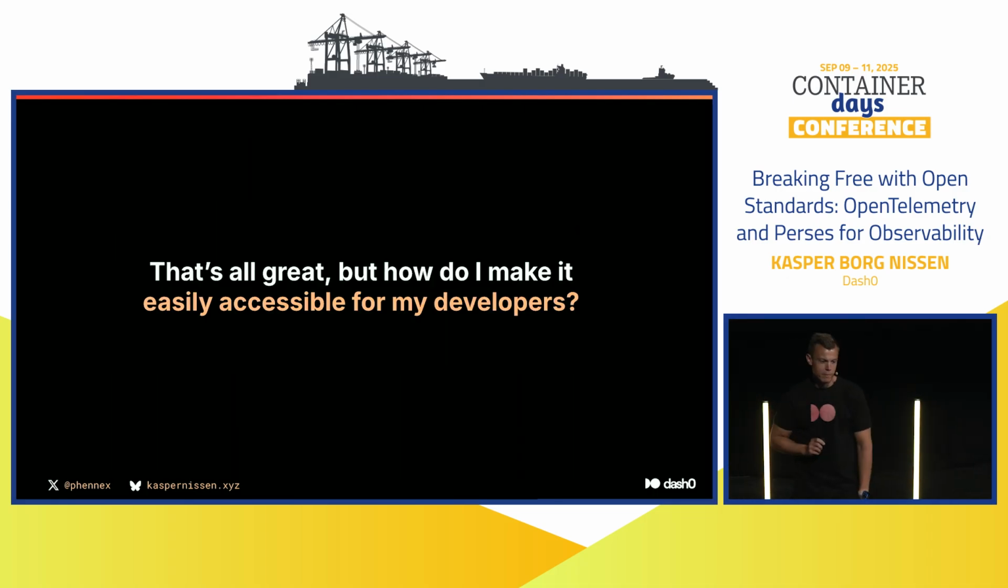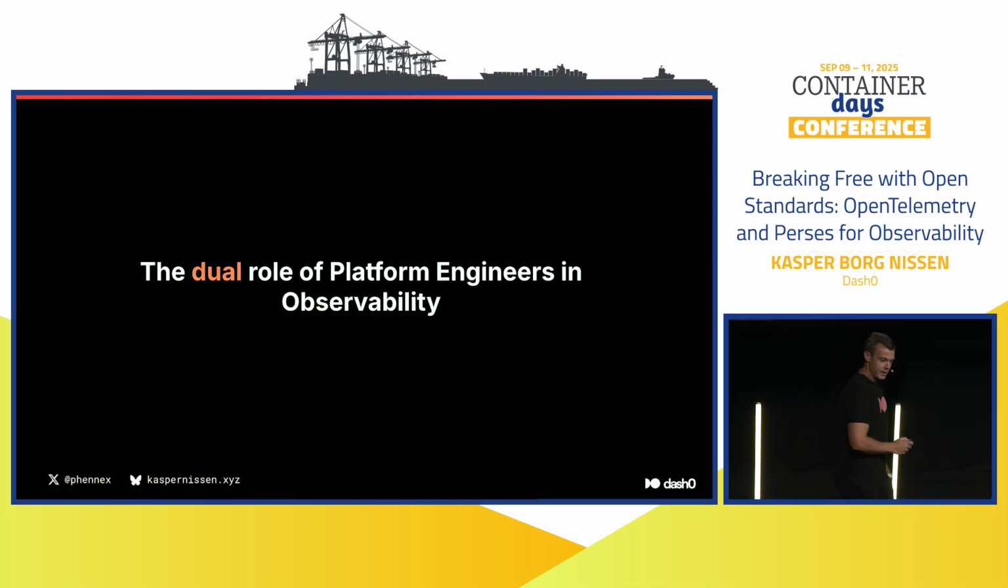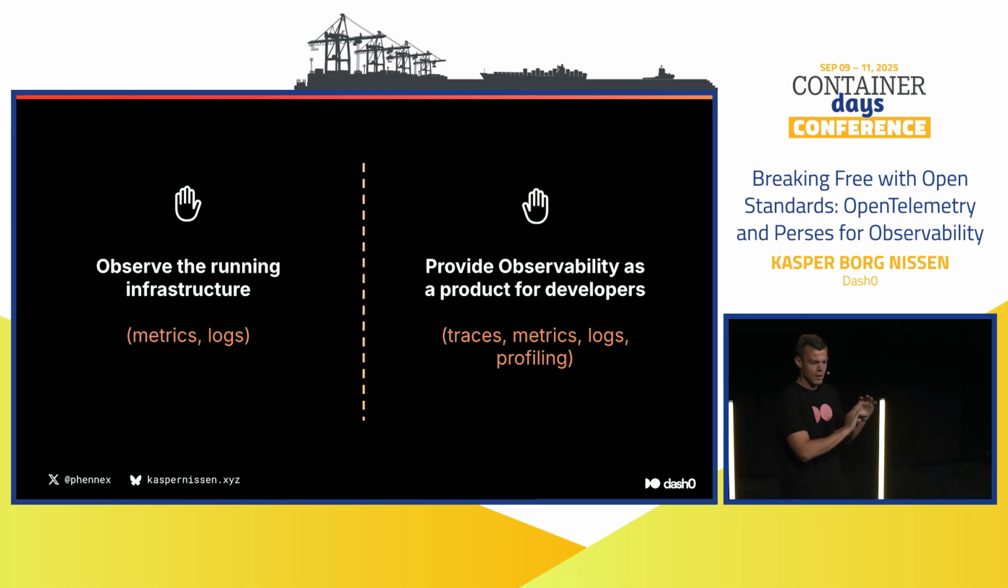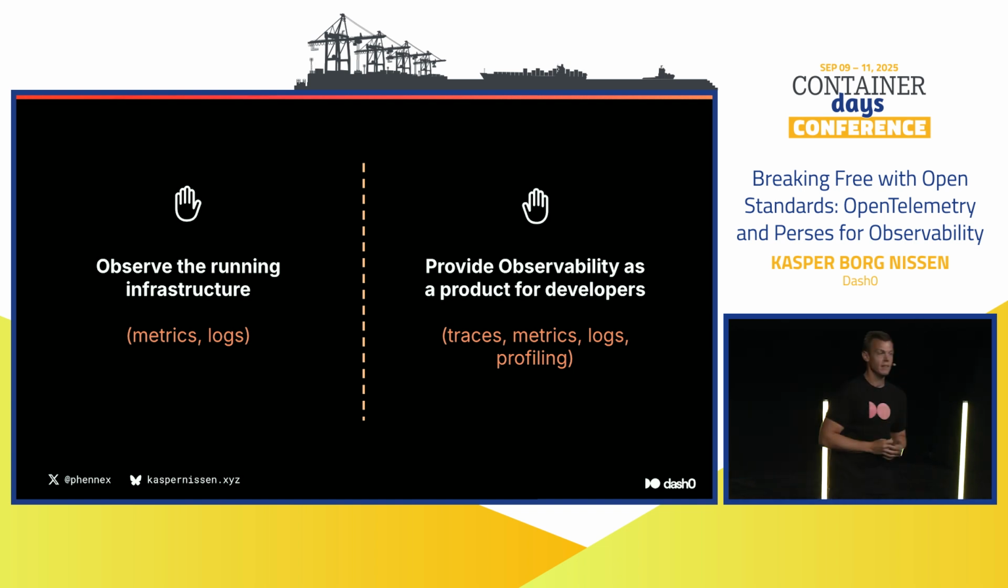So that's all great, but how do I make it easily accessible for my developers? And before I answer that question, I just want to briefly talk about this dual role you have as a platform engineer in this space. Because on one hand, you are responsible for observing the running infrastructure, right? You're probably most familiar with metrics and logs. That's the signals we use in that space. Whereas the developers are probably more into traces, because they want to understand how things are propagating, who my dependencies are, all of this. Maybe also profiling, because they need to understand performance issues. And then, of course, if they do front-end as well, it's more user-related things that are their interest.